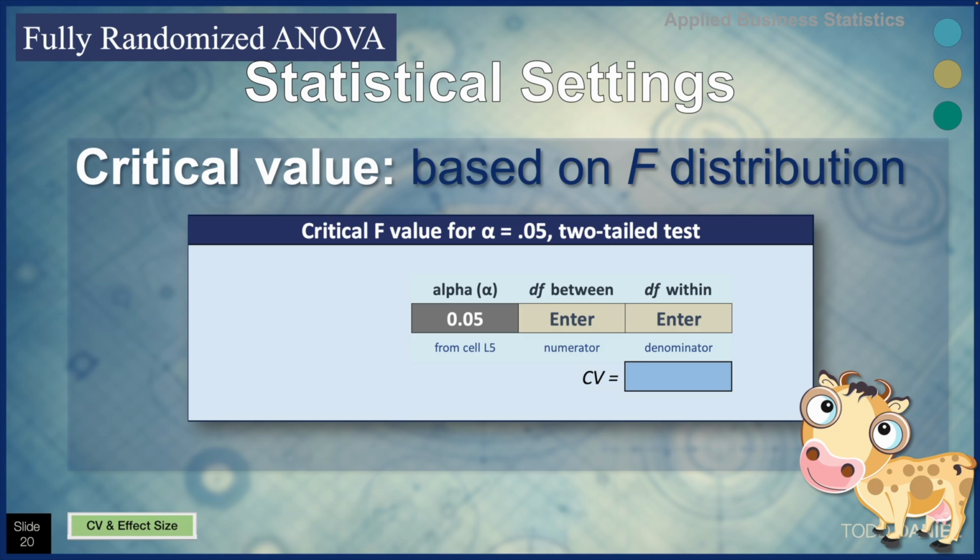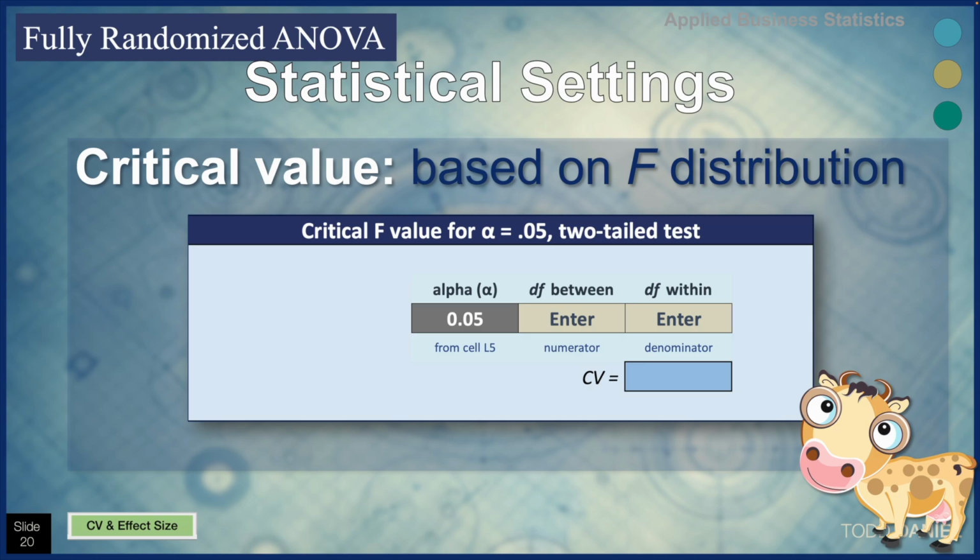So what we would do is go to the critical value effect size tab, and near the top you'll see this critical F value for alpha 0.05 two-tailed test. I guess we can kind of ignore the two-tailed and also point out that that 0.05 can be changed. If you want to use a 0.01 or 0.1, you can adjust that here in the alpha level box.